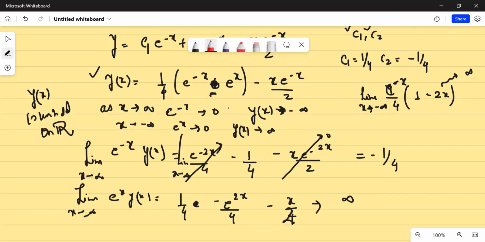ना ना ना ना, सुनो मेरी बात। What I told was कि x tends to minus infinity, this will become zero anyway.